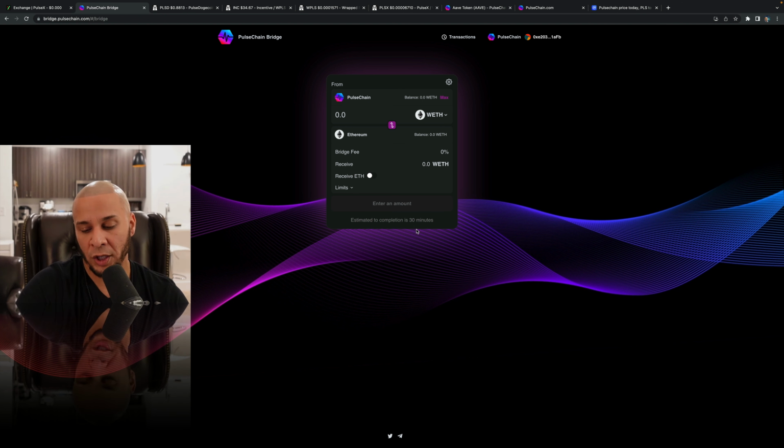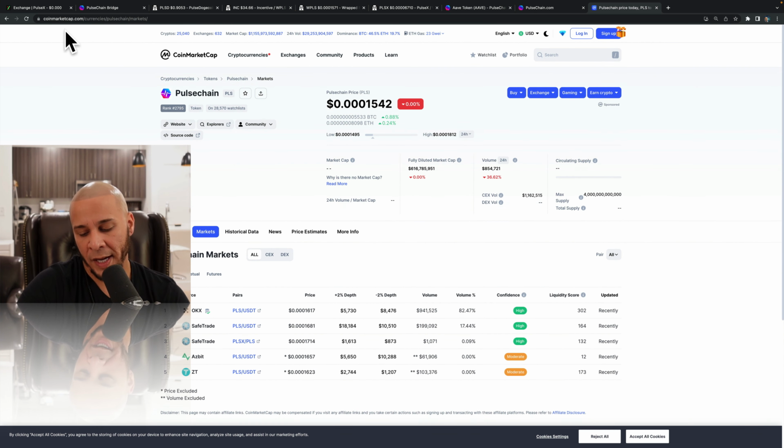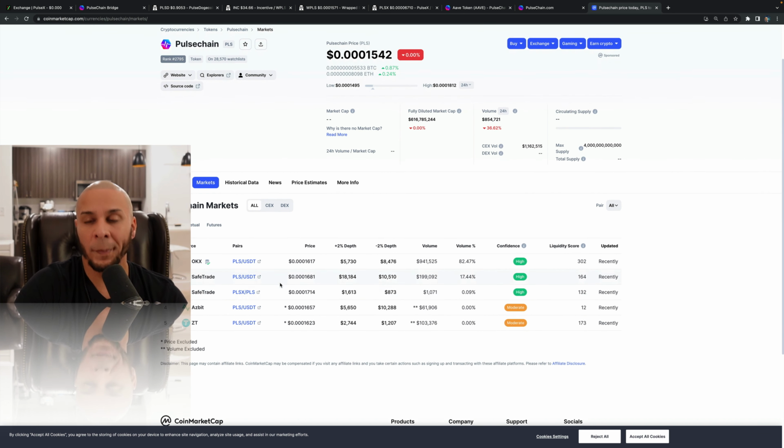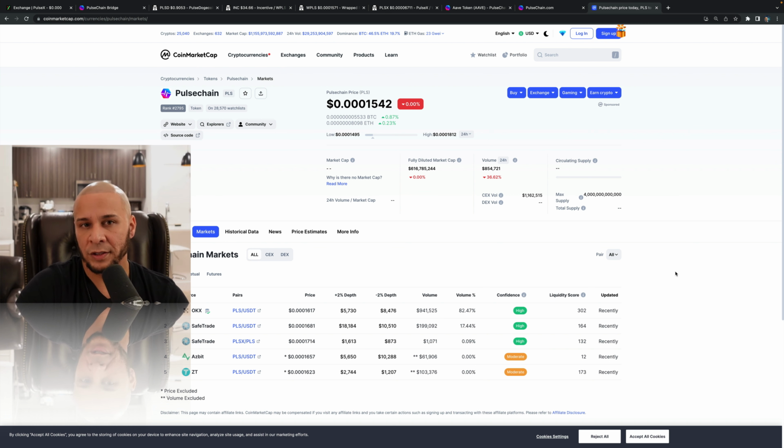The third option would be to look at the centralized exchanges that I just mentioned that are listed on CoinMarketCap under PLS, on Pulsechain. There are four of them. Make sure you sign up, and make sure they're legit. I don't trust centralized exchanges, especially these ones that are listed right now.